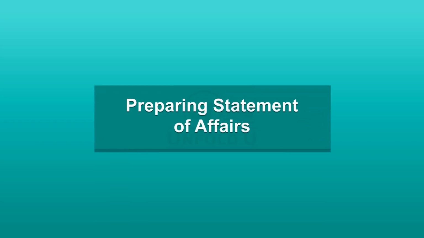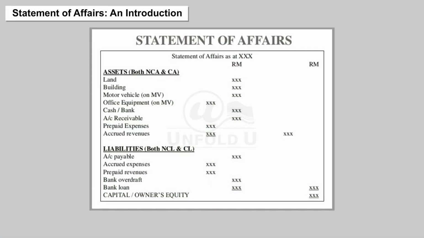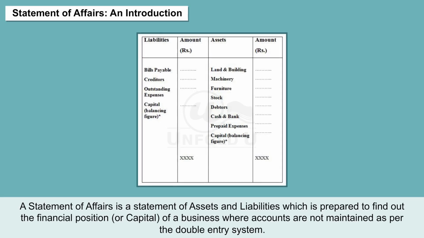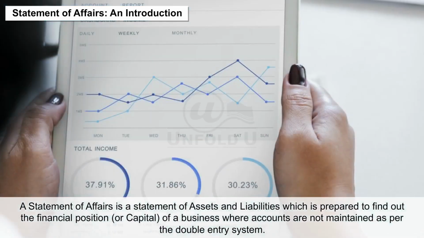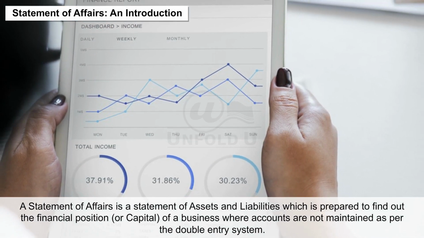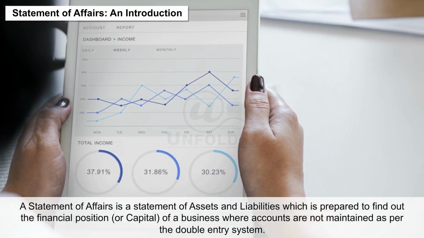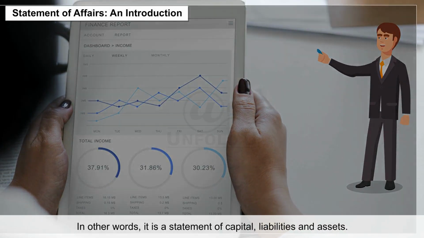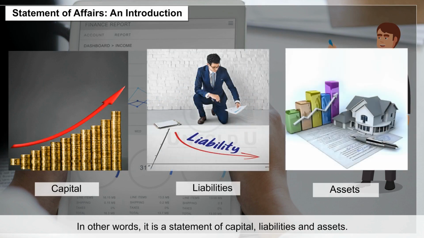Preparing statement of affairs. Statement of affairs and introduction. A statement of affairs is a statement of assets and liabilities which is prepared to find out the financial position or capital of a business where accounts are not maintained as per the double entry system. In other words, it is a statement of capital, liabilities, and assets.